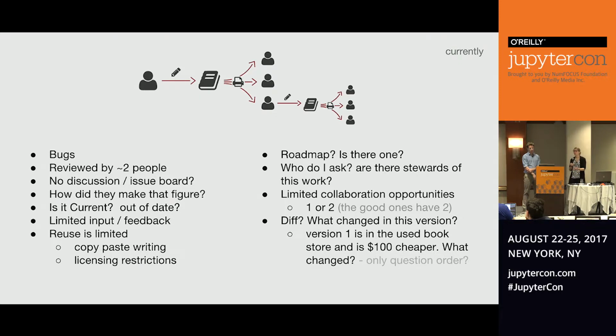Where's the roadmap? You know, we've fixed a couple of these typos in the errata, and that gets maybe sent out to a handful of people. But now we've got two different versions, and what are all the different versions? Is it just the question order that changed?